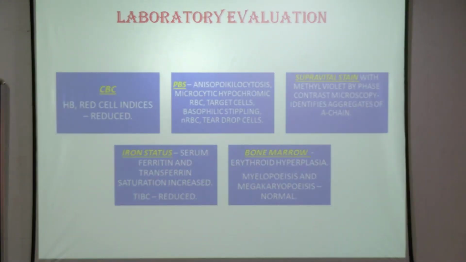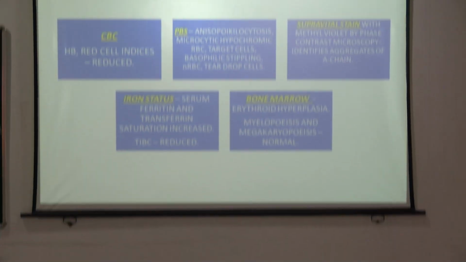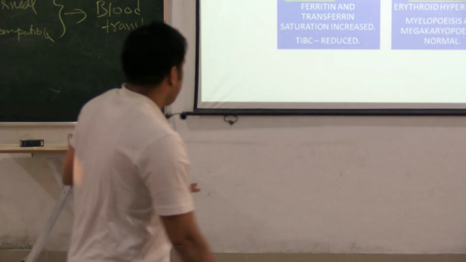In the bone marrow there is erythroid hypoplasia. If you look into the erythroid series, there will be erythroid hypoplasia. Myelopoiesis and megakaryopoiesis, meaning the WBC and platelet lineages, remain normal.